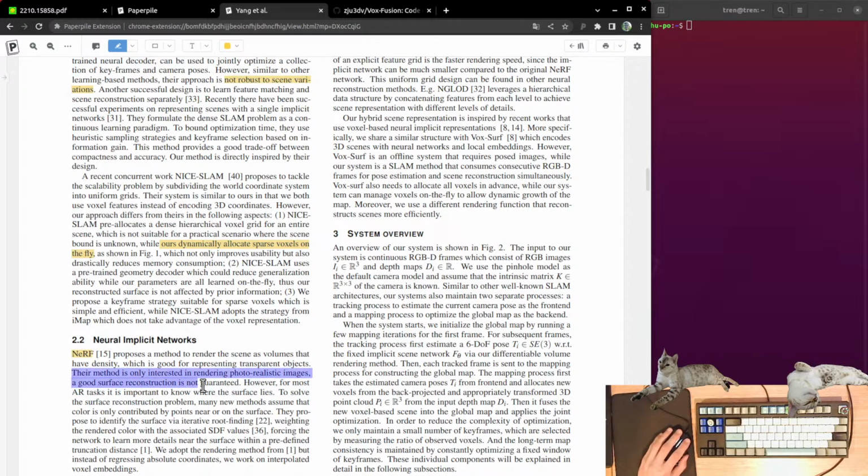Yeah, so this is something interesting, right? Where NeRFs are very good for transparent images, but for most AR tasks, it is important to know where the surface lies. If you're setting something down on a table, you kind of want to know exactly where the surface of that table is, so that you can actually set virtual objects down on that.